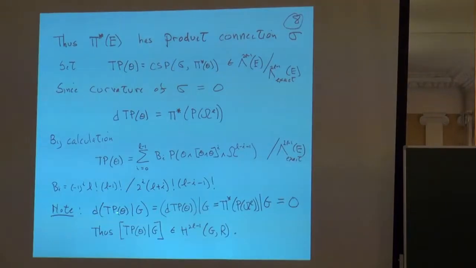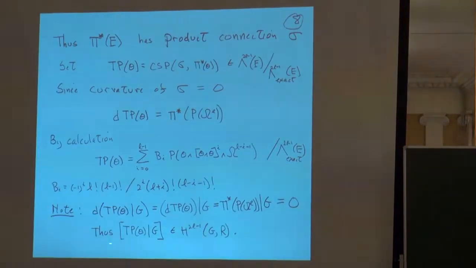When you restrict this form to the fiber, you can see that it's closed on the fiber, because D of it is totally horizontal, and therefore it's closed on the fiber. So TP theta restricted to G, restricted to the fiber, is actually in the odd cohomology of the group. All this stuff is in the aegis of transgression.